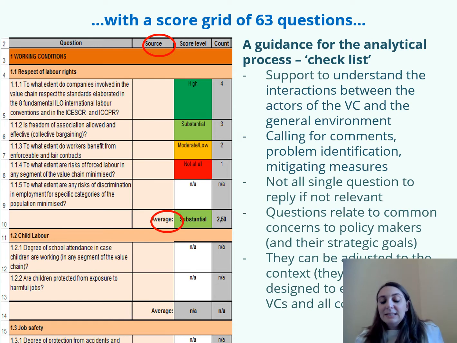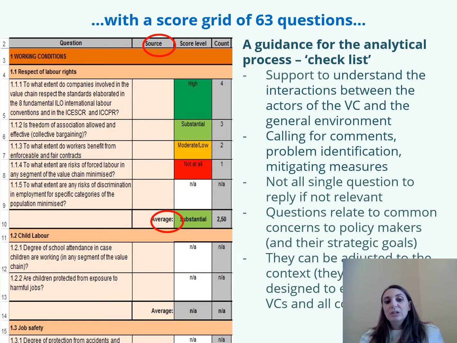As you see highlighted in red, you also have average. So you can see that you can select the score for each of the questions. So here we selected high, substantial, moderate, low, and not at all and not applicable, just to show the different scoring options. You can also change manually the average.